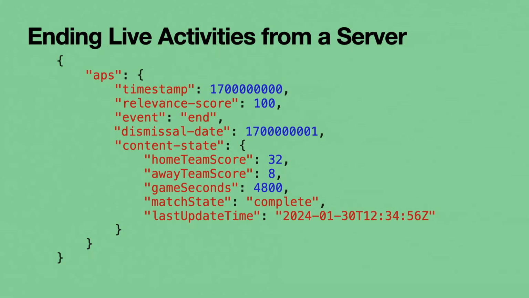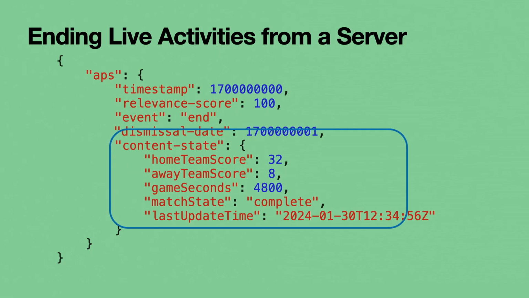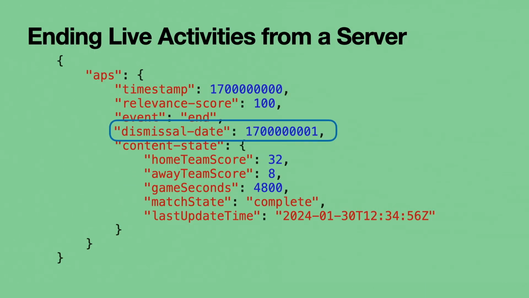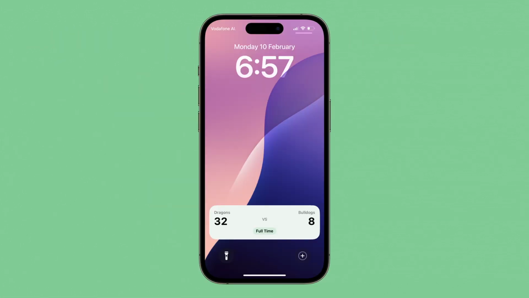The ending is very similar to an update, so I won't spend too much time on it. We set the event type to end, send through our final content state, and then the live activity goes into that ended state. We also get the option of setting the dismissal date again, and it works very much the same. If we omit it, we'll get the 4-hour window. If we set it to a date in the past, it'll dismiss immediately, or otherwise we can set a date or a timestamp of our choosing here. And there you go, just like before, the ended live activity is still on our lock screen.